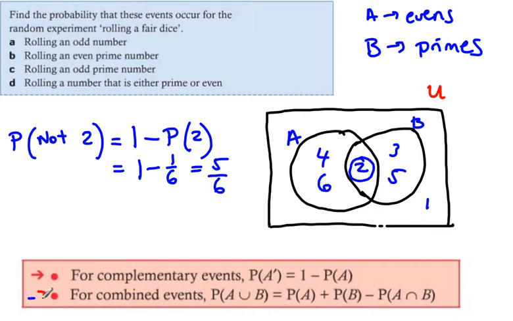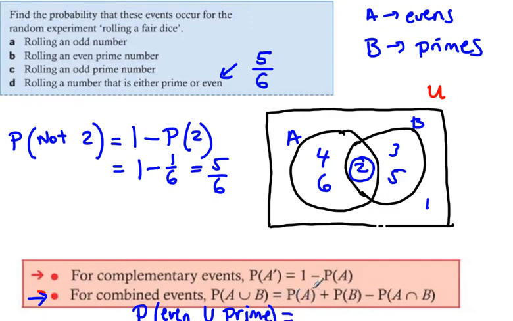And then we've got this rule here, and we'll see how it applies with this last question that we did. The answer that we got for this question was 5/6. So we're expecting an answer of 5/6. And let's see how we would have done this question with this particular rule. So we're looking for the probability that it's either A, which is even, union B, which is prime.